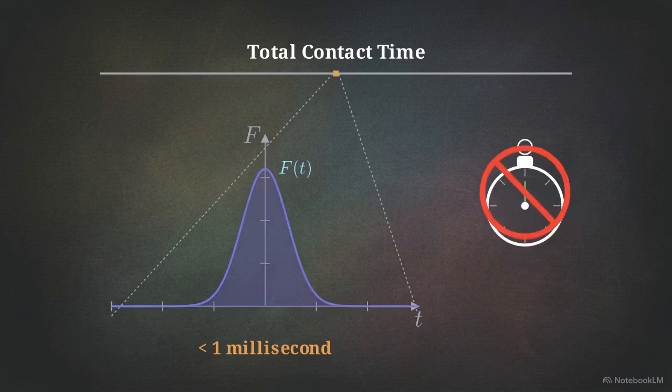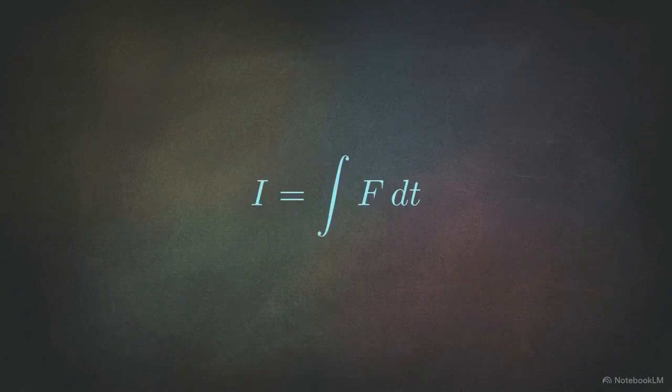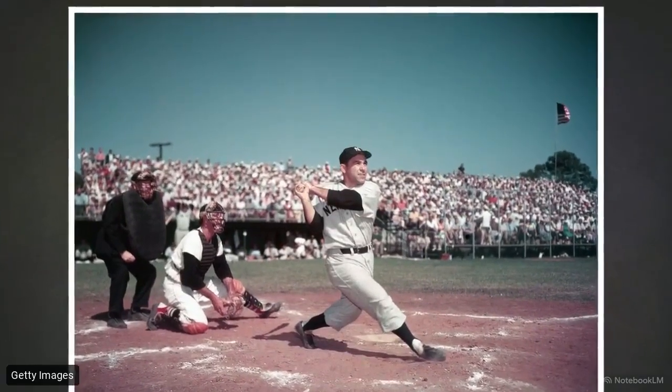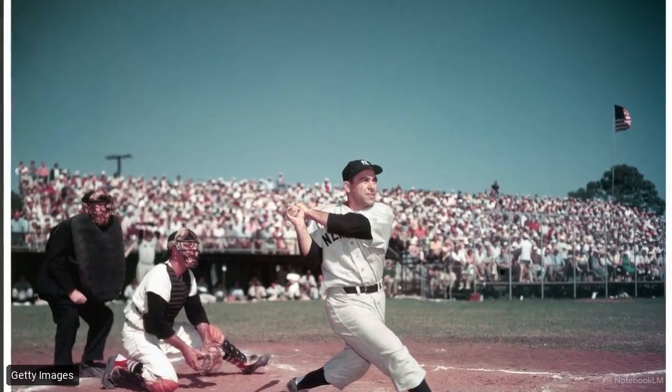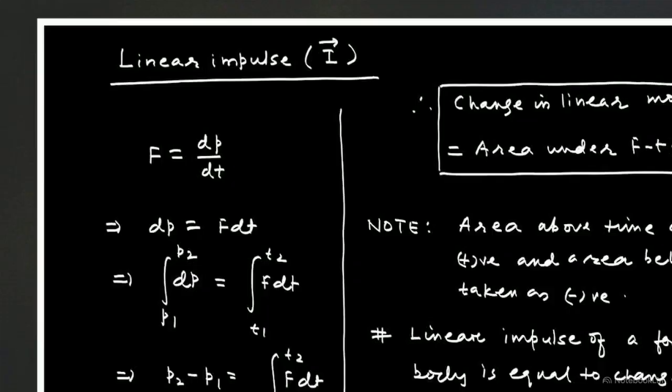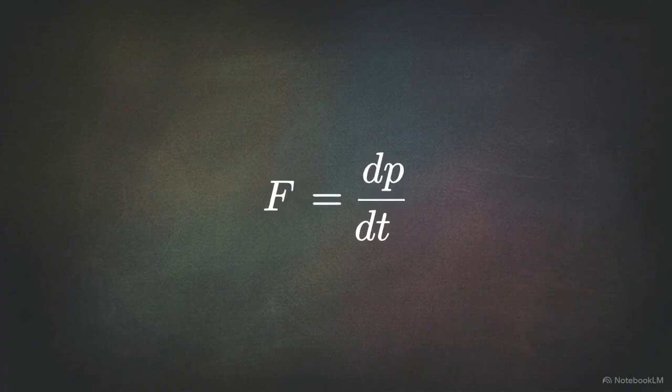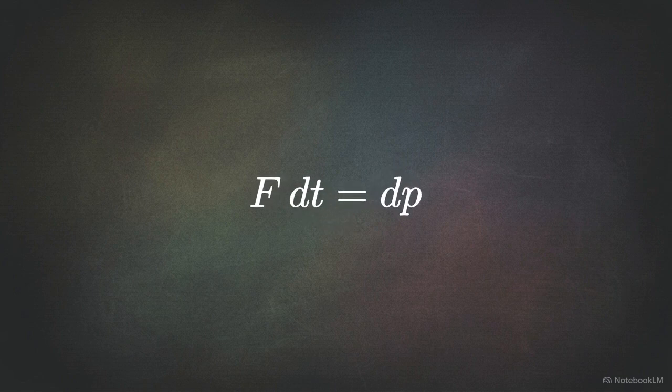So instead of trying to capture the force in real time, physicists work backward. They look at the aftermath, specifically how the object's momentum changed as a result of the hit. To see how that works mathematically, we start with Newton's second law. This states that force equals the rate of change of momentum over time, written here as F equals dp over dt. By multiplying both sides by dt, we isolate the change in momentum.